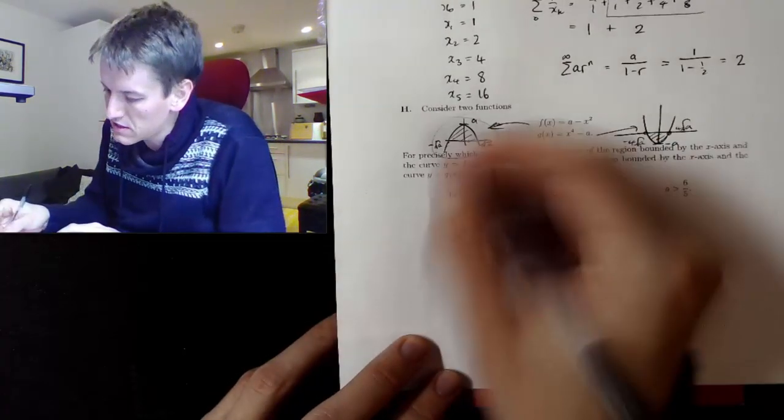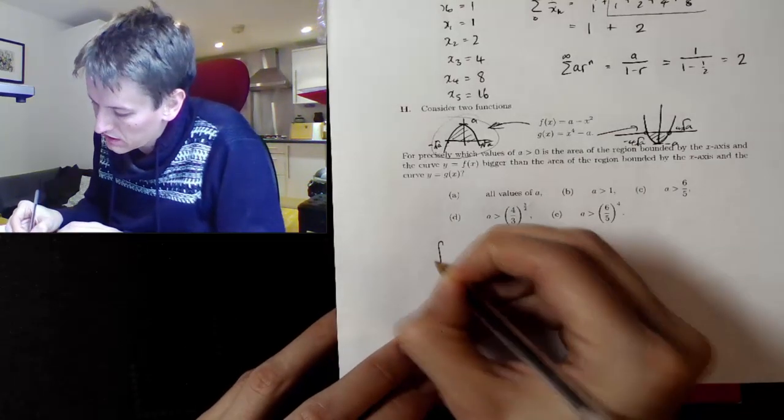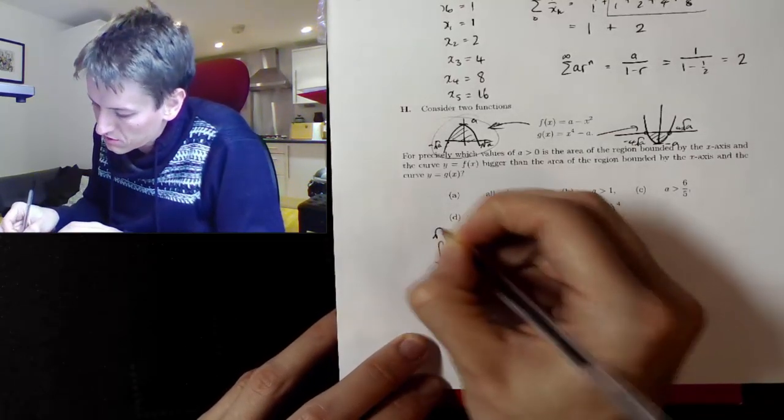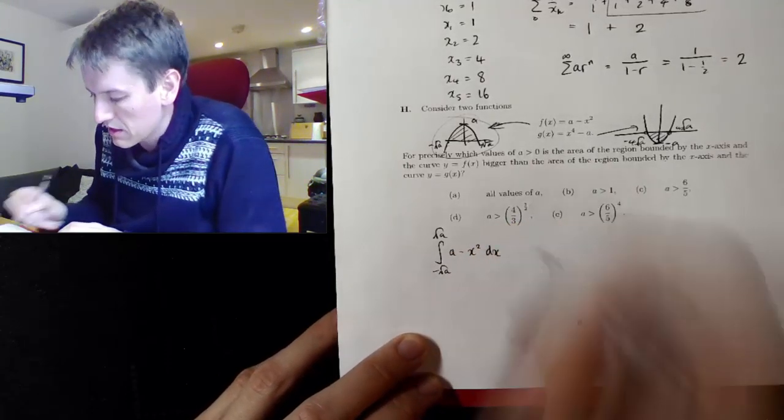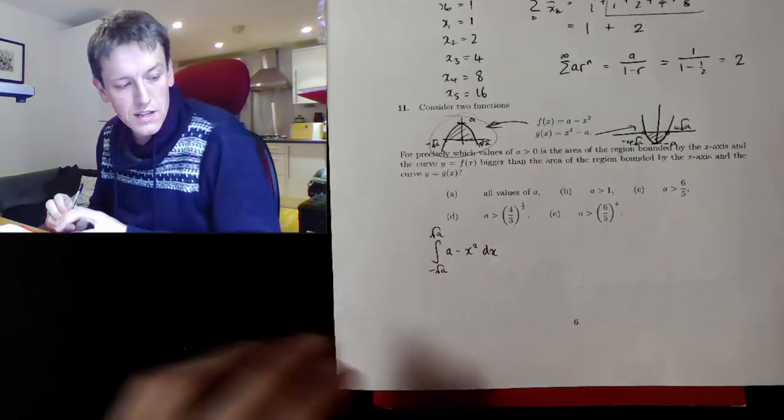So for our first area, in this one we've got the integral between minus the square root of a and plus the square root of a, of a minus x squared with respect to x.